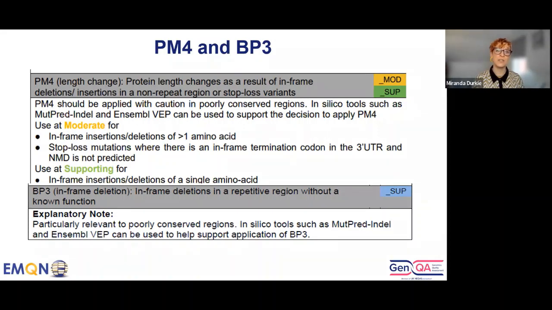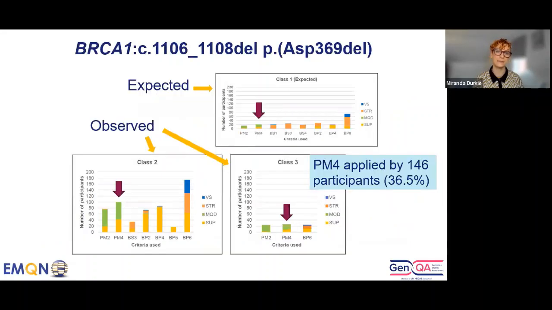And we would recommend that you use it at moderate if it's an insertion or deletion of 2 amino acids or more. But if it's only a single amino acid, you're better off using that at maximum strength of supporting. Next slide, please. So looking at this example, BRCA variant, this was a single amino acid deletion of asparagine 369del.